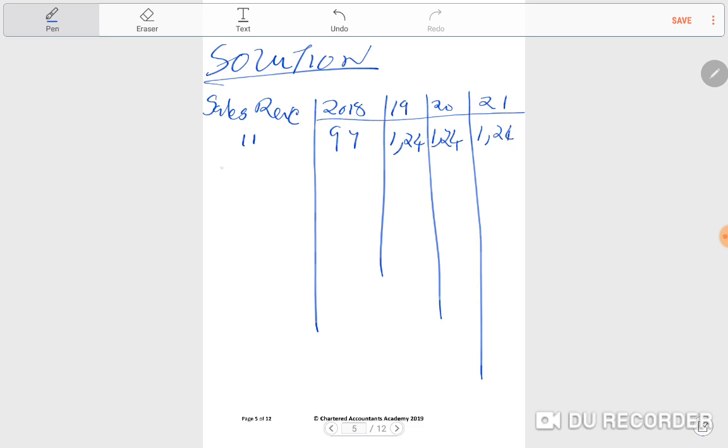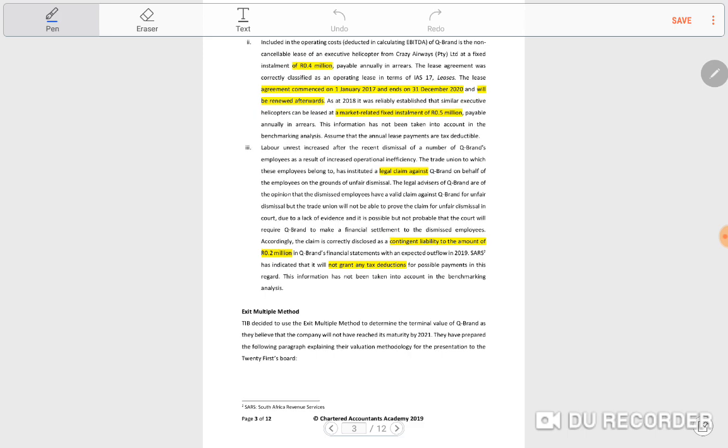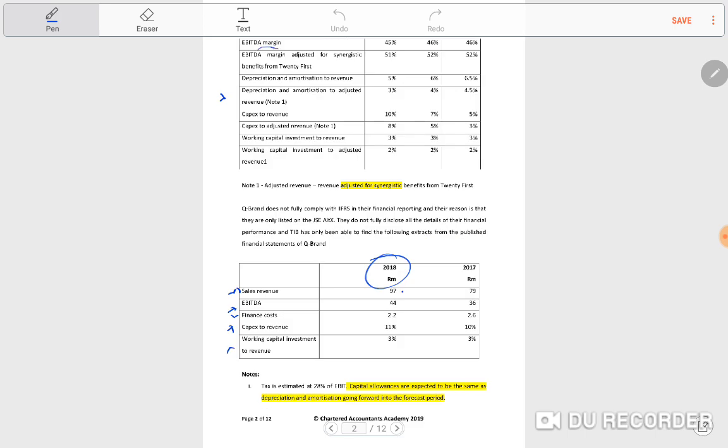What else do we have? We don't have cost of sales, and is it necessary to calculate them? I don't think so, since we have our EBITDA. Same applies to the EBITDA. We're given an EBITDA margin. What does the margin mean? Margin means we are saying EBITDA over sales is equal to 45%.